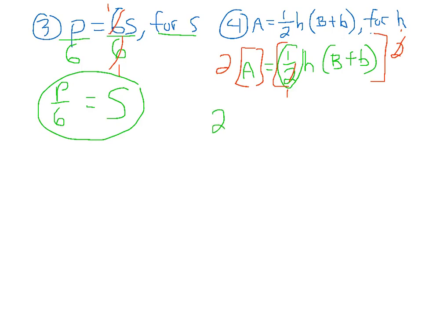So on the left we have 2a, on the right we have h times all this in parentheses, capital B plus lowercase b. We want to solve for h. Look what's happening to h. h is being multiplied by all of this.